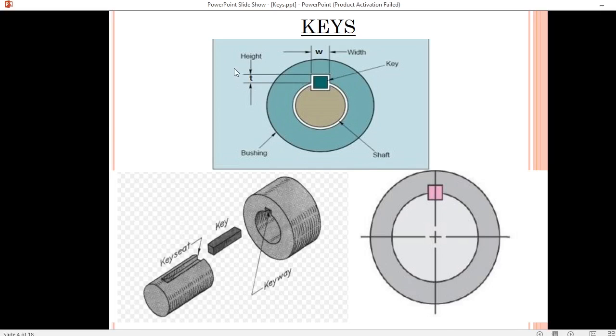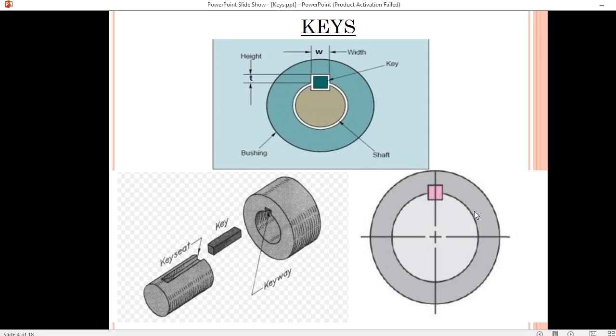Next, here in this diagram you can see this is the front portion, and front view you can see this is the shaft and this is the bushing, this is our key and this is our width of key. This we are telling the W width of key, and this we are telling the thickness of the key. And next, this is the length of the key, that is your L.